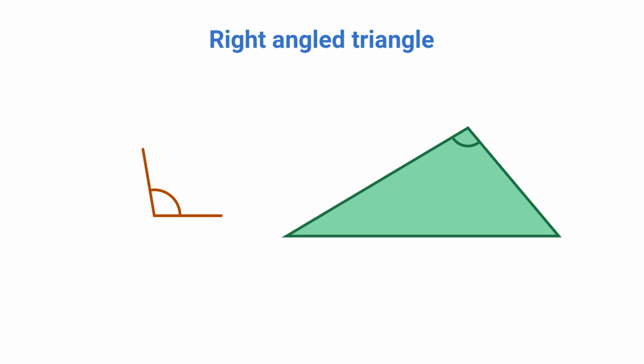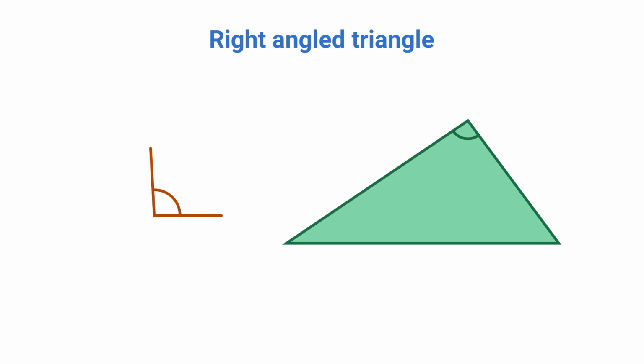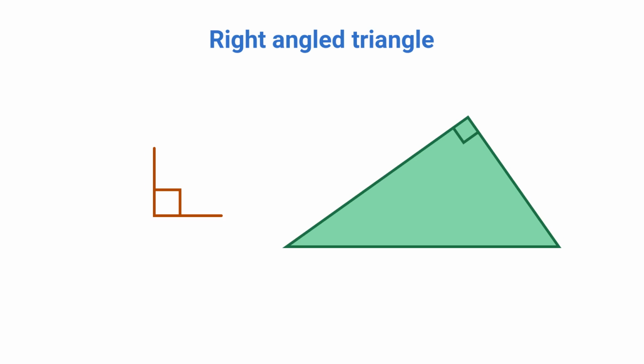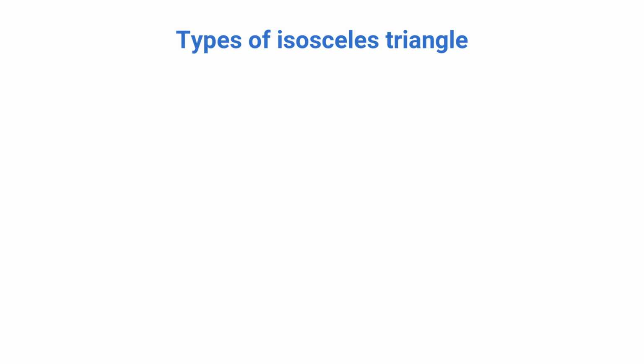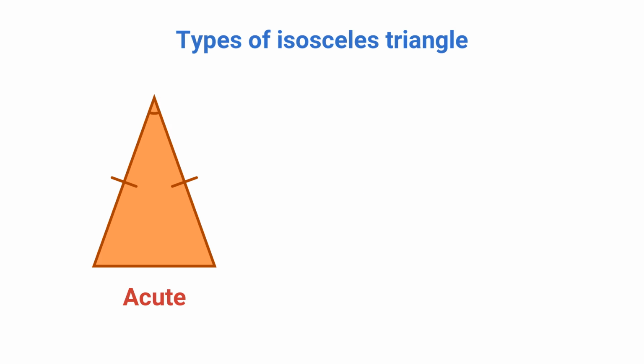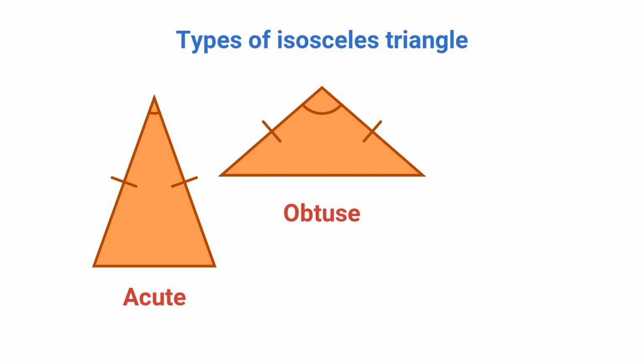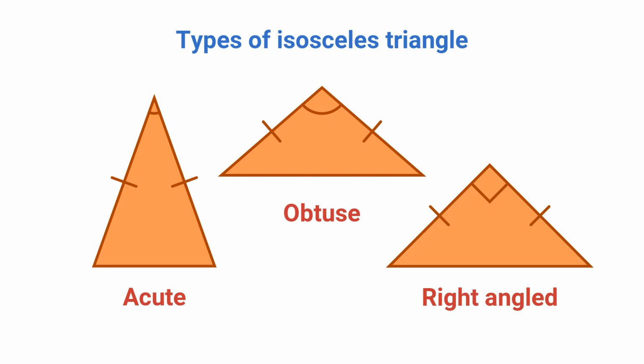An angle of exactly 90 degrees is called a right angle. If one of the angles in a triangle is a right angle, we call it a right-angled triangle. An isosceles triangle can be acute, like this one, or obtuse like this one, or right-angled like this.